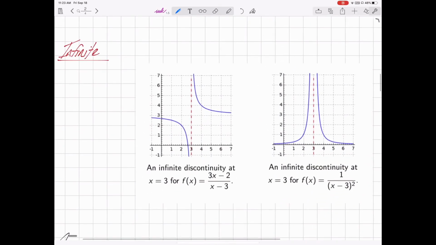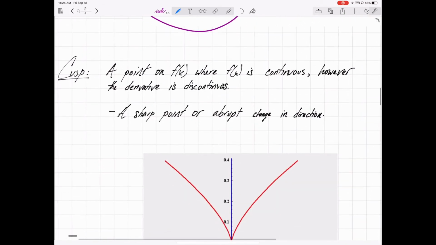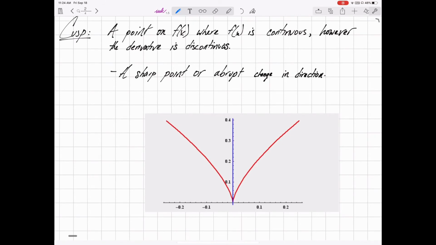Okay, infinite discontinuities. These are vertical asymptotes. In this first example, that would be an infinite discontinuity. The graph is not continuous across an asymptote. And the same thing goes for that second example. This is just another characteristic of a graph. It's not that the function is discontinuous, but it's another way to describe what we're looking at.